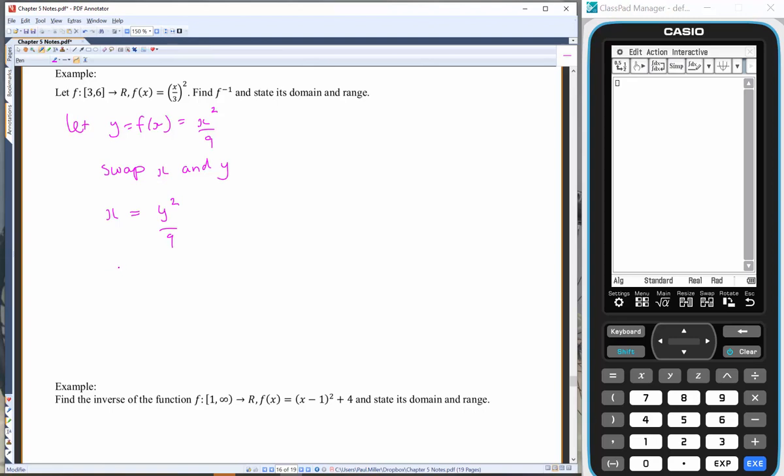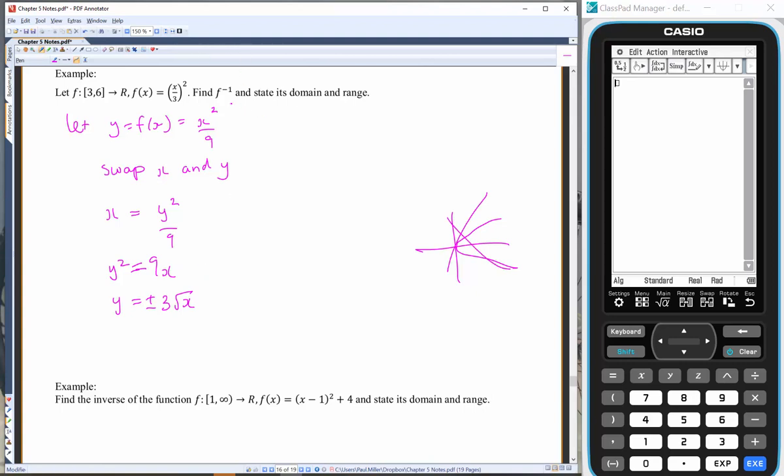Y squared is equal to 9x. Y is equal to plus or minus 3 root x. So I'm rooting the 9 and rooting the x. Root 9 is just 3, root x is just root x, and because I've rooted both sides, it's plus or minus. Now here's an interesting problem. Which one do we accept? Do we accept both of them? Of course not, because y equals plus or minus 3 root x is actually that, and that is not a function. So how do we know what to do?